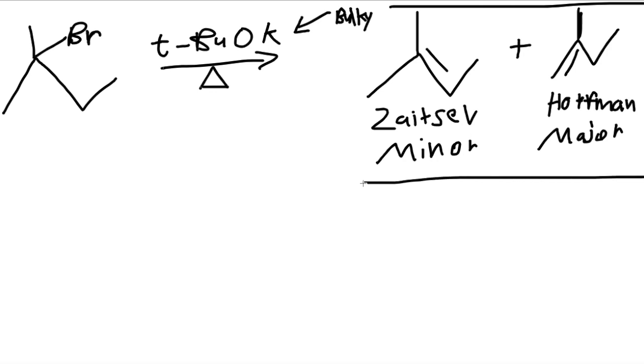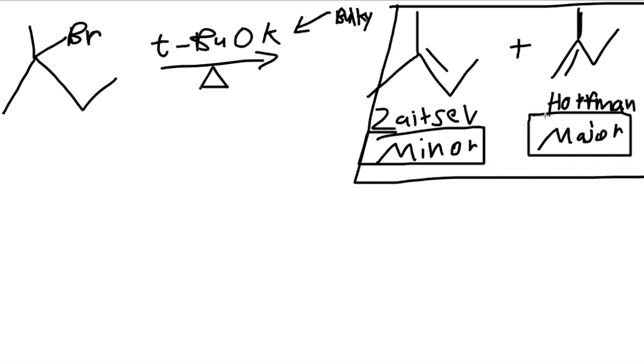So these are our answers for this. Again, bulky groups mean that the more substituted structure is the minor, and the least substituted is the major. When we had the not bulky reagent, we said that the more substituted was the major, and the least substituted was the minor.